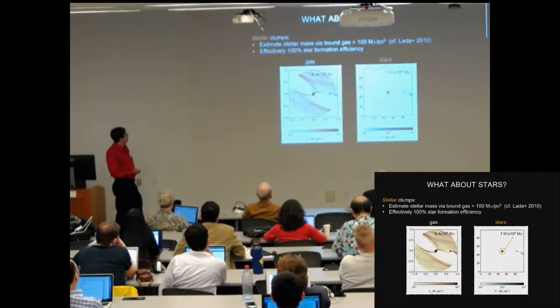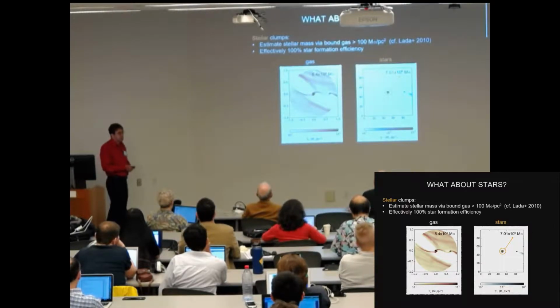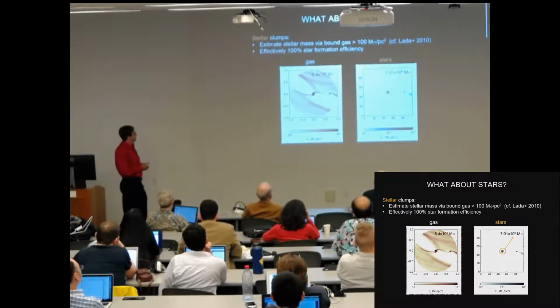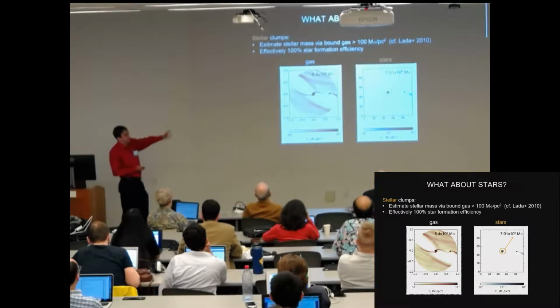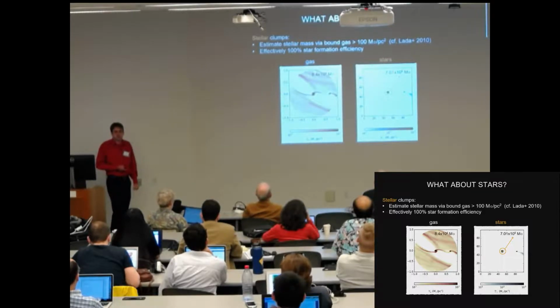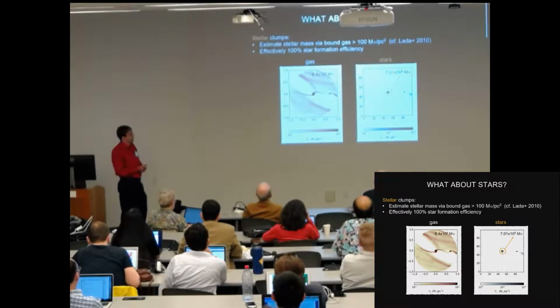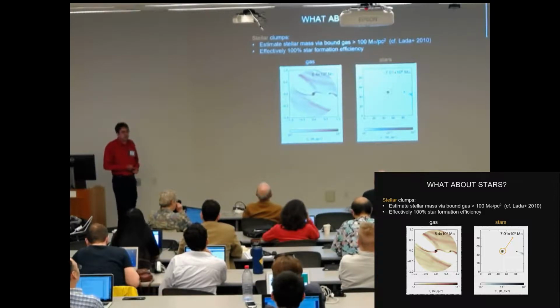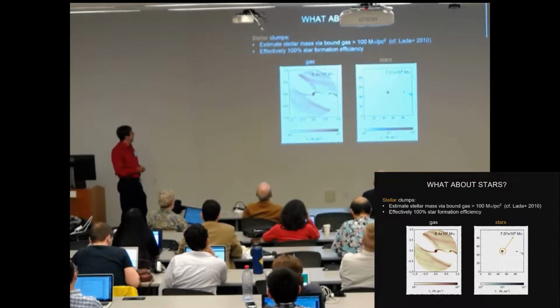So we also wanted to think about stars. CANDELS observations are starlight, so we wanted to try and transfer into that. And to do this, we took our simulation. We only took the gas above 100 solar masses per parsec squared, following suggestions by Lada that that's the star-forming gas. And then we just made that into stars at 100% efficiency. So it's a pretty aggressive way to convert things into stellar mass.